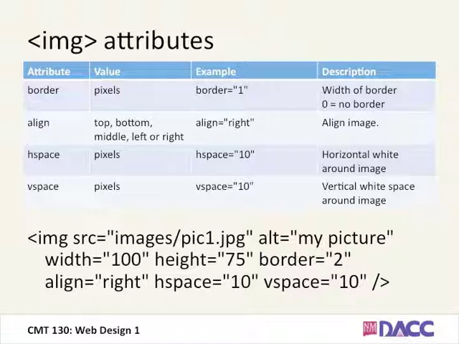For images, there are 4 attributes you can style. Border adds a border around the picture, its value is in pixels. Align specifies whether the image is aligned top, bottom, middle, left or right. Left or right are the most common. If you specify left or right, the text will wrap around the image. H-space and V-space add padding around the picture. Their values are specified in pixels. Here's an example of an image with a 2-pixel border that's aligned right and has an H-space and a V-space of 10 pixels.